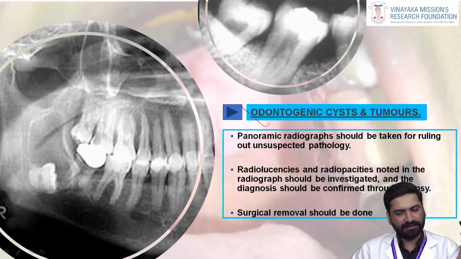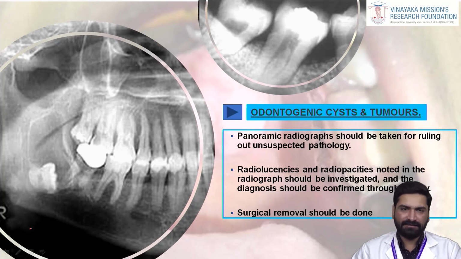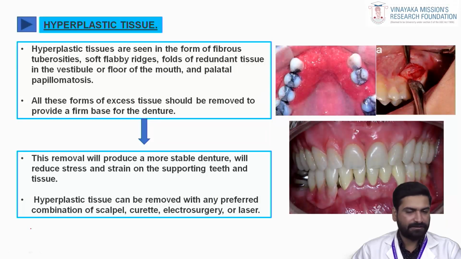Odontogenic cysts and tumors, right? This we have already studied in our oral pathology. Any cyst or tumor has to be treated properly, and you cannot directly start with a cast partial denture. You need to address the surgical removal of the cystic lesion and everything has to be carried out, and then after that only you can go for planning of your prosthesis.